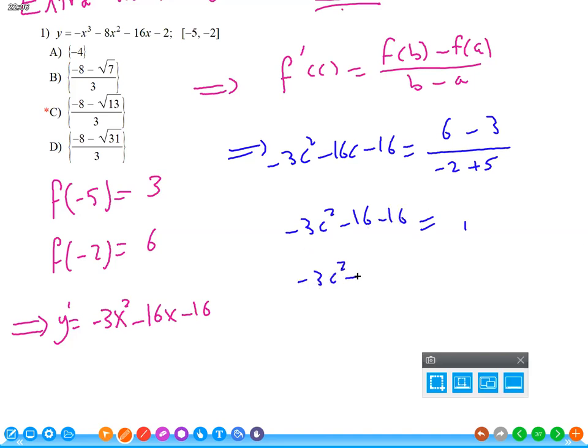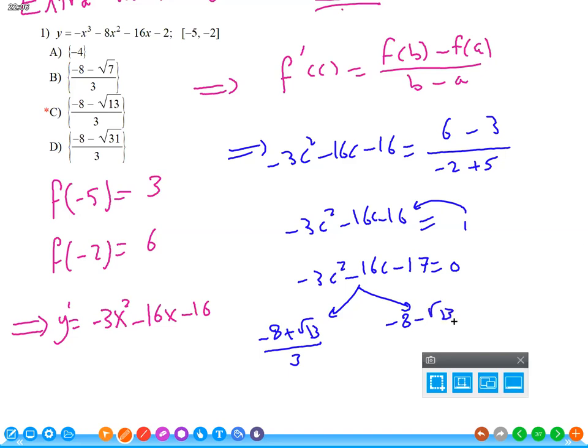Write the standard form. Take it to the second side, so it will be minus 3c squared minus 16c minus 17 equals 0. To use the quadratic, since it's multiple choice, you use the calculator, with coefficients minus 3, minus 16, minus 17, or we use the quadratic formula if you want to show it for the teacher if it's written. Over 3, the second answer, minus 8 minus radical 13 over 3.